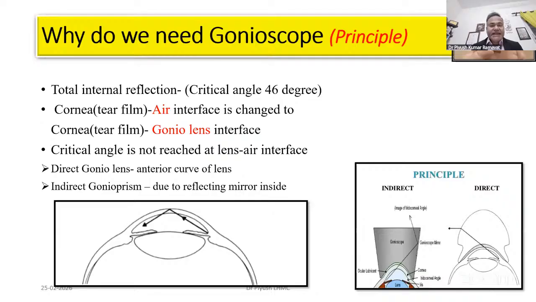So why do we need a gonioscope? We need a gonioscope to negate the factor of total internal reflection. Normally, because of the tear film and air interface, the light rays coming from the angle get internally reflected, the critical angle being 46 degrees. So now we change this tear film air interface to a tear film gonio lens interface, by which we are now able to see the structures in the angle.